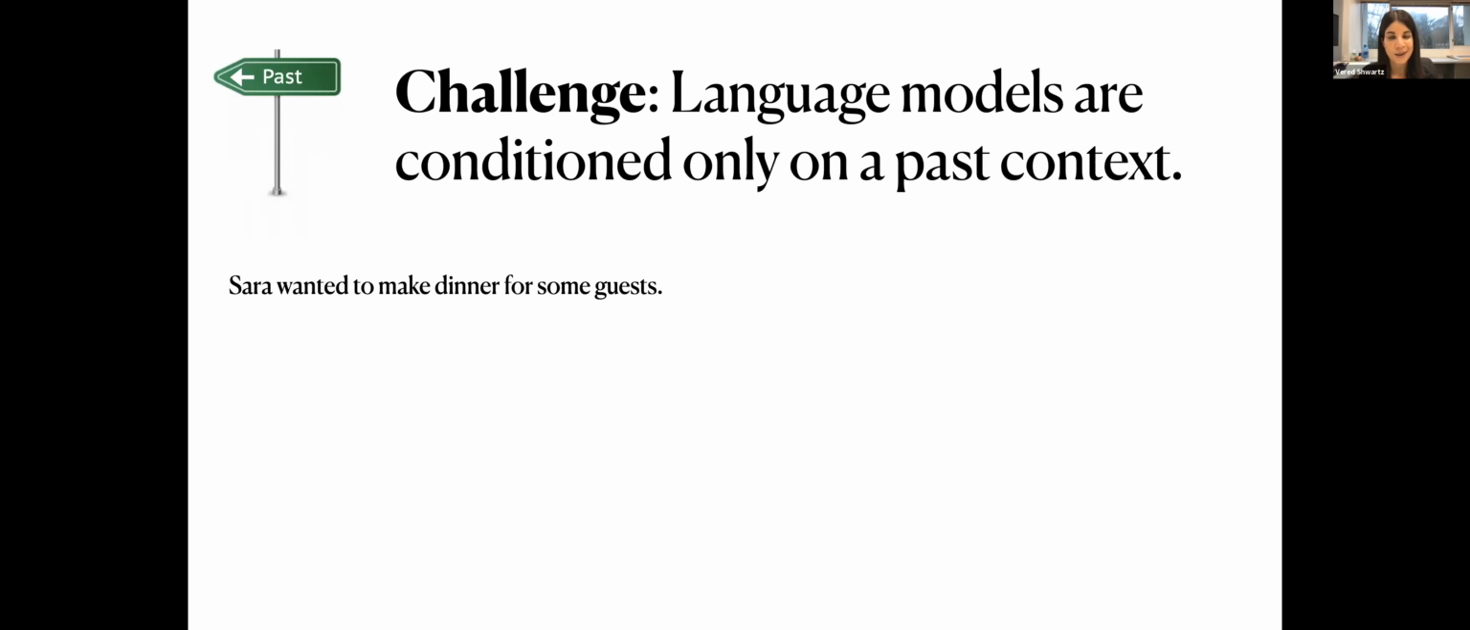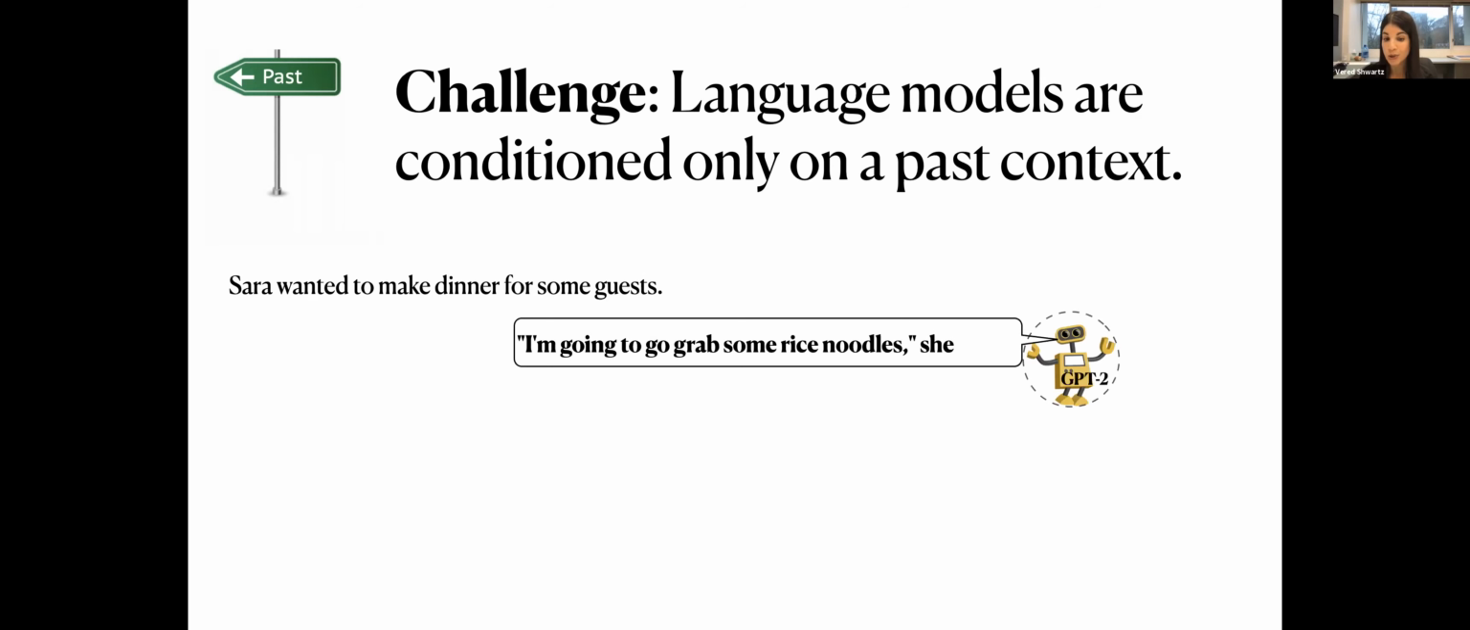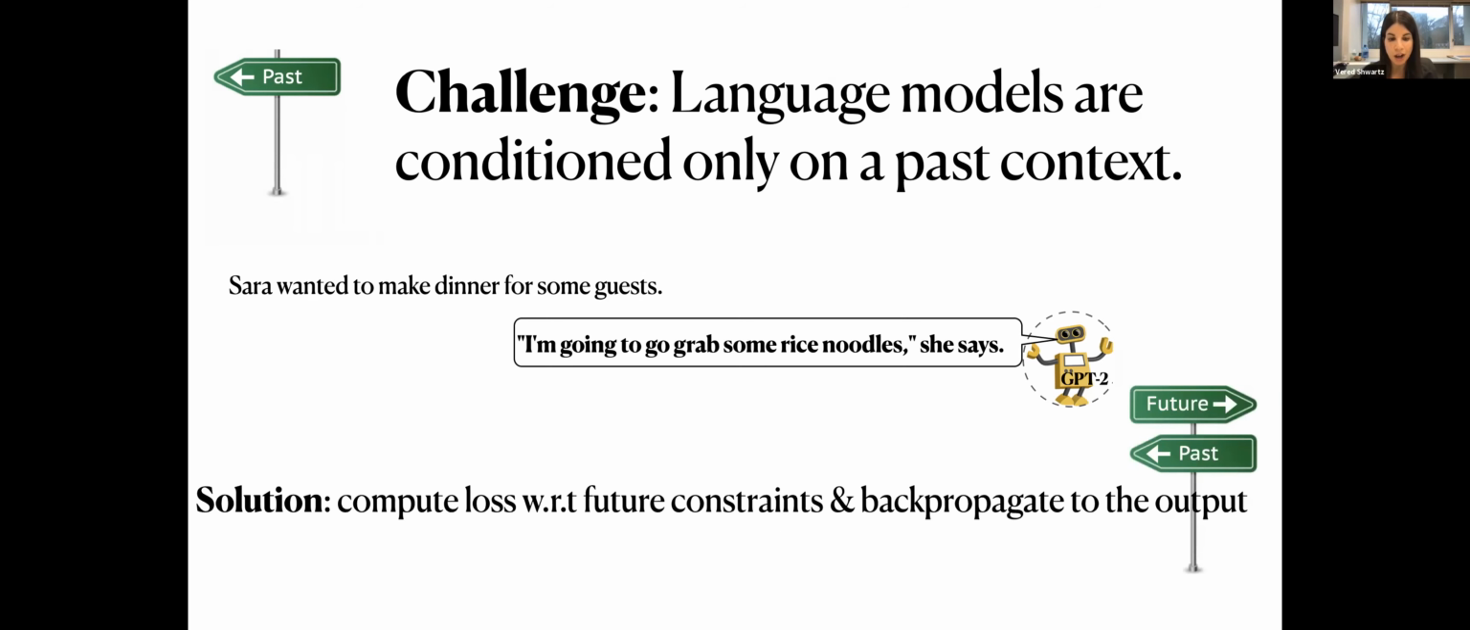The challenge in developing a model for abductive reasoning that is based on language models is that language models are only conditioned on a past context, while in this task, we also needed to consider the future context. And indeed, if you let GPT-2 come up with the next sentence following the past observation, it says "I'm going to grab some rice noodles," which doesn't make sense with respect to the future observation that she ordered pizza. So our solution was to compute loss with respect to the future context, and then backpropagate the error to update the output. I know it's not very clear. I'm going to explain everything in the next slides.